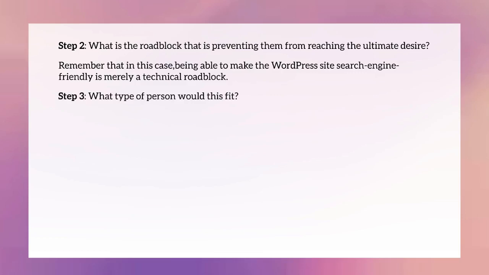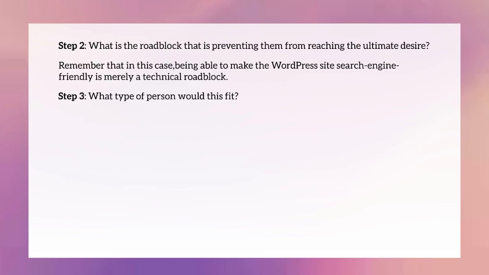In step number 3, what type of person would fit this? Now, in our case, the type of person that would fit this typically would be somebody who is not technically savvy. Or if they are technically savvy, they may not understand the formula or the process of what it entails to set up and make a WordPress site search engine friendly. So they could either be a newbie, write that down, or they could be an expert who doesn't know the formula. So write that down.